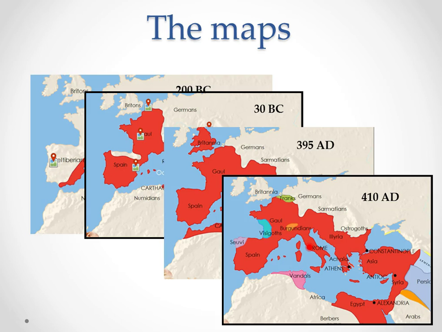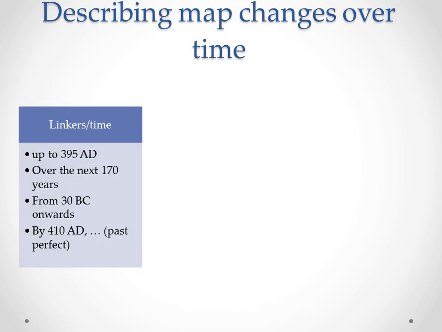Now, what language will impress the examiner? So to describe map changes over time, you need to have a variety of linking words and good time expressions, like up to, over the next number of years, from a year onwards, and by a year, comma, and then you must use past perfect.